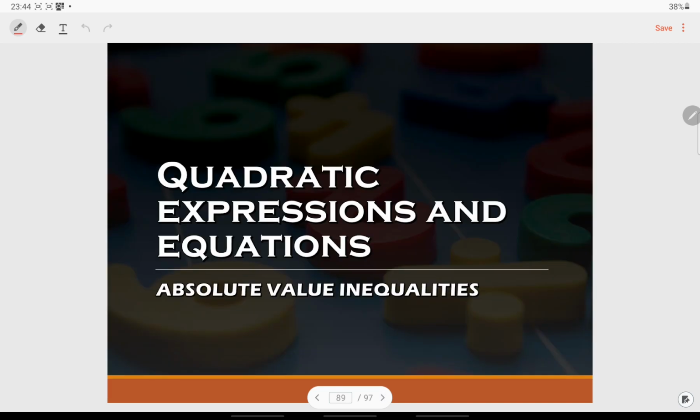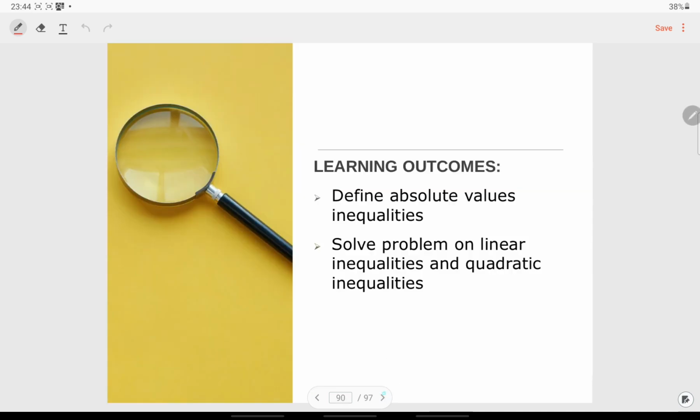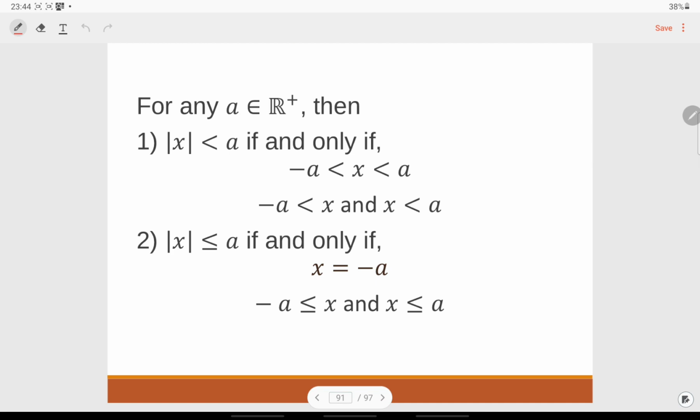Okay, so we covered the absolute value equation. Now we move to the absolute value inequalities. The following are the learning outcomes. We consider the following cases.